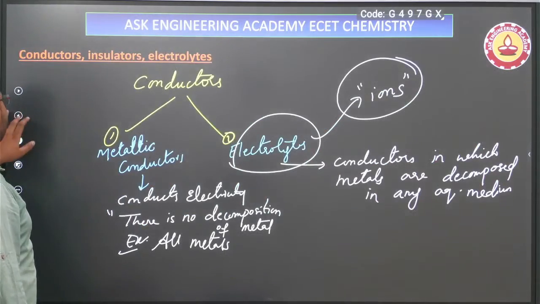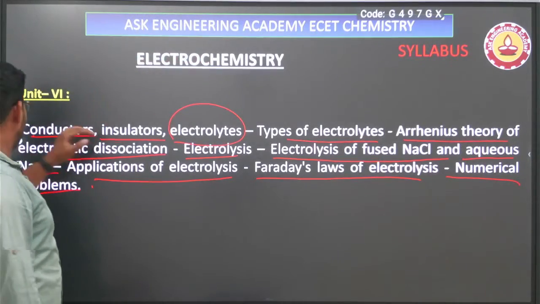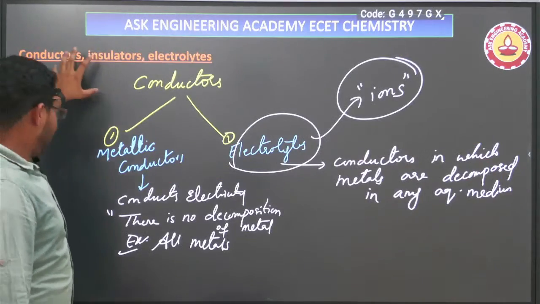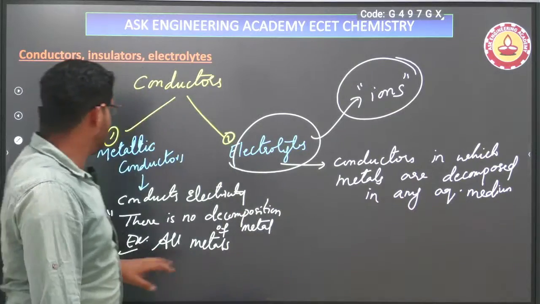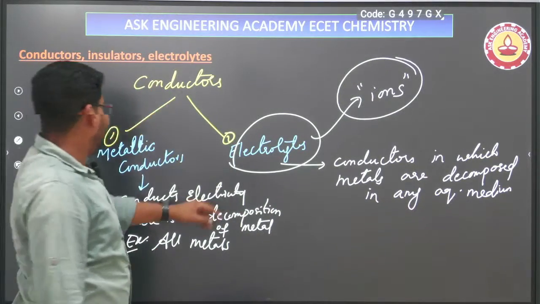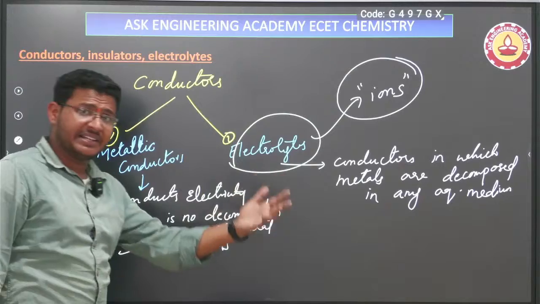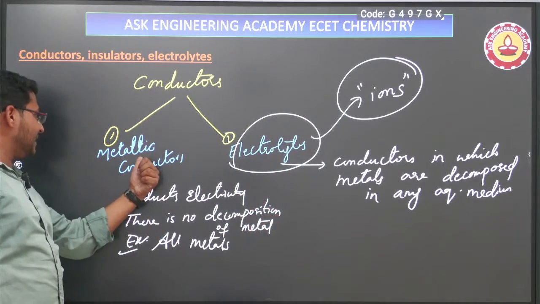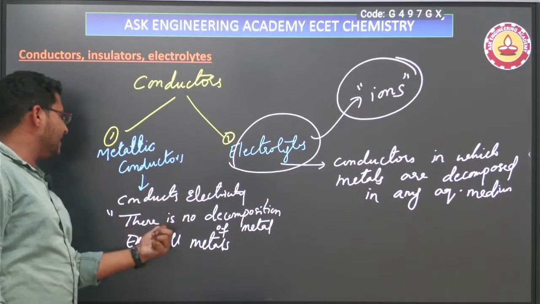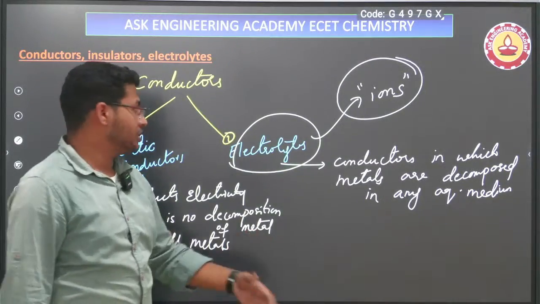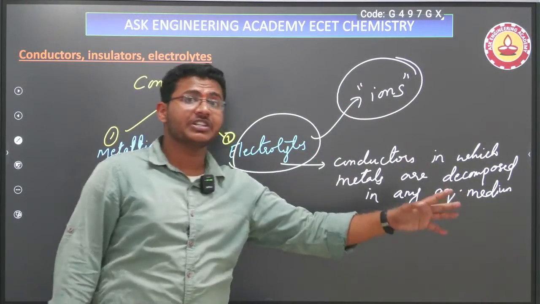Now we are moving on to again a short and sweet summary of electrochemistry. In this branch of science, we mainly discussed conductors. What are conductors? They conduct electricity. Those are of two types: metallic conductors and electrolytes. In metallic conductors there is no decomposition, but in electrolytes there is decomposition into ions.